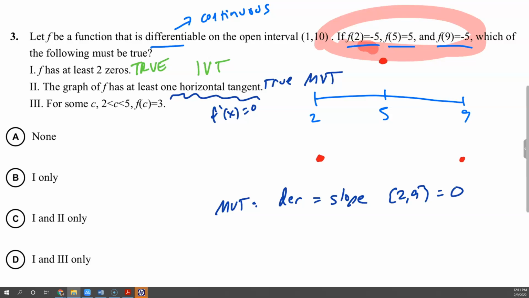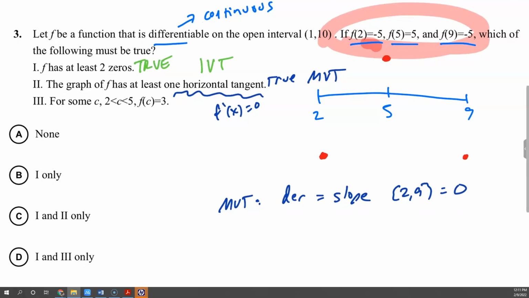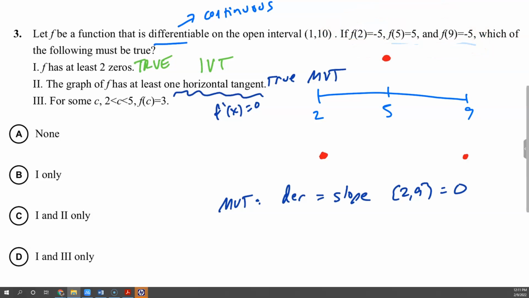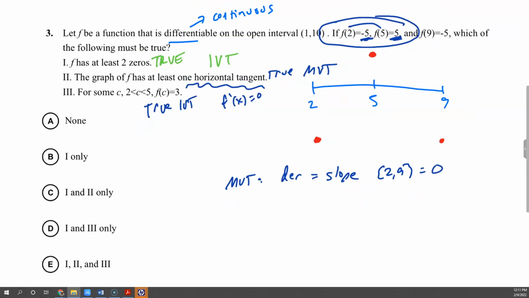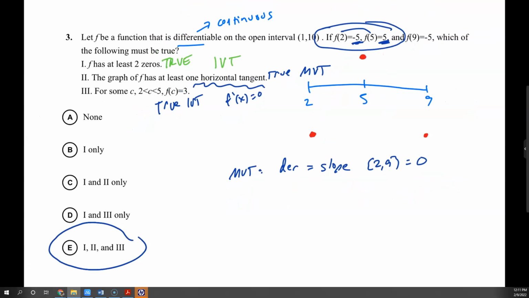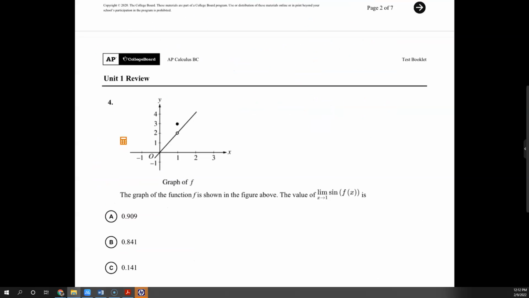All right, and then let's look at this last one. For some number C between 2 and 5, it has to equal 3. Okay, so look at this. Between 2 and 5, it has to equal 3. I feel like that's true also by IVT, right? Because if I'm going from -5 to 5, then it has to hit every number in between. So this is 1, 2, and 3. Let's go. Okay? MVT, IVT, we got that.